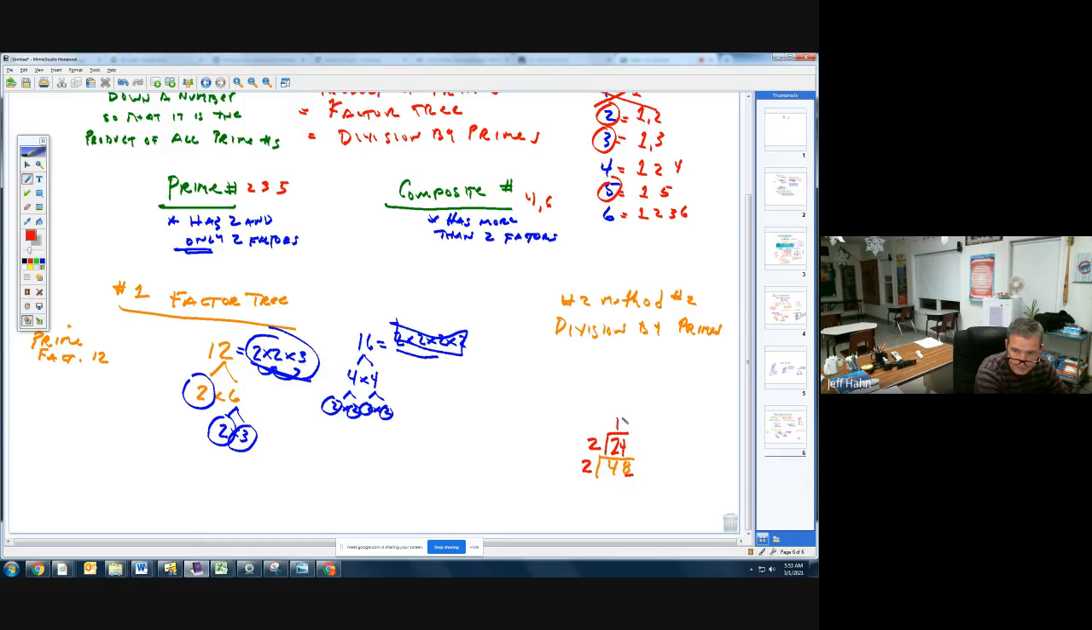Half of 24 is 12. 12 can be cut in half again and get 6. And 6 can be cut in half again to get a 3. All of your answers over here are the prime numbers that get multiplied together to get your answer. So the prime factorization of 48 would be 2 times 2 times 2 times 2 times 3. If I remultiply all of those again, I will get 48.